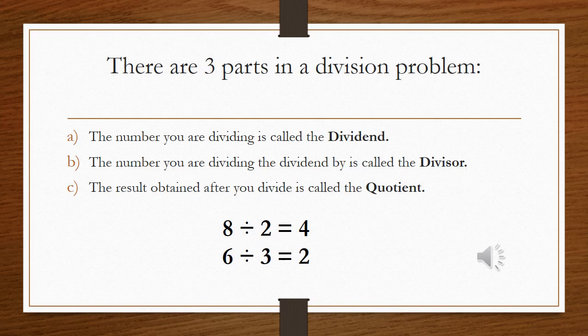For example, 8 divided by 2 equals 4. 8 is the dividend, 2 is the divisor, 4 is the quotient. 6 divided by 3 equals 2. 6 is the dividend, 3 is the divisor, 2 is the quotient. So the first written number is the dividend, the second written number is the divisor, and the final answer is the quotient.